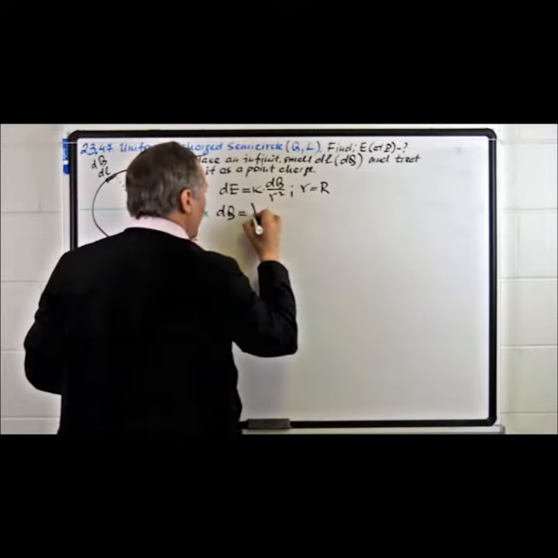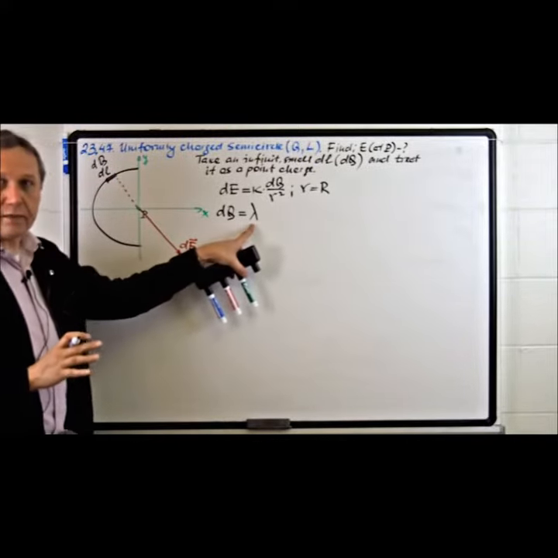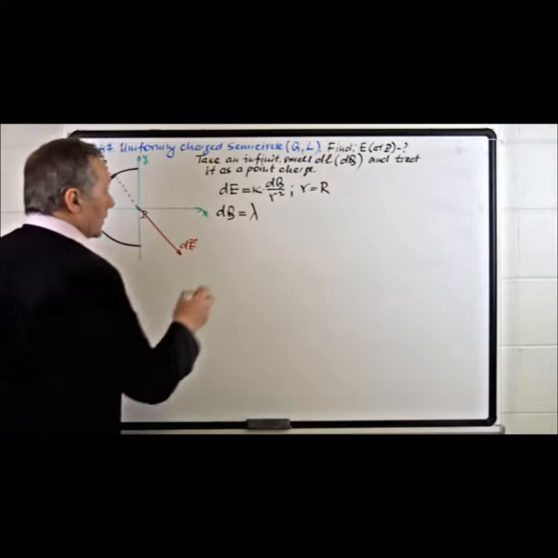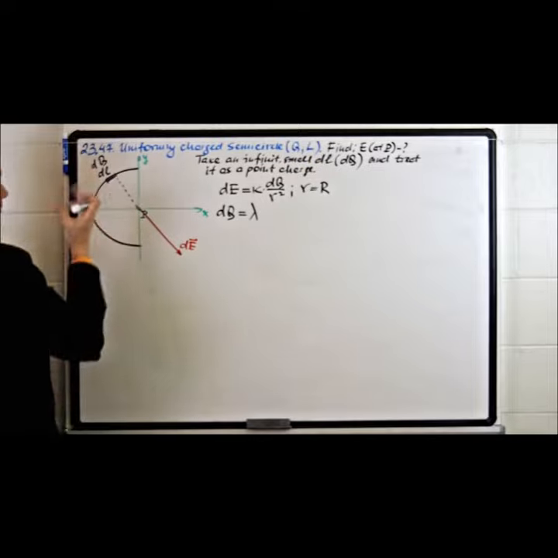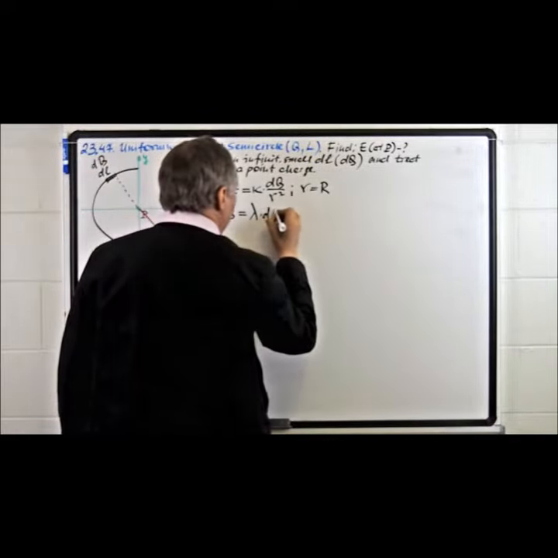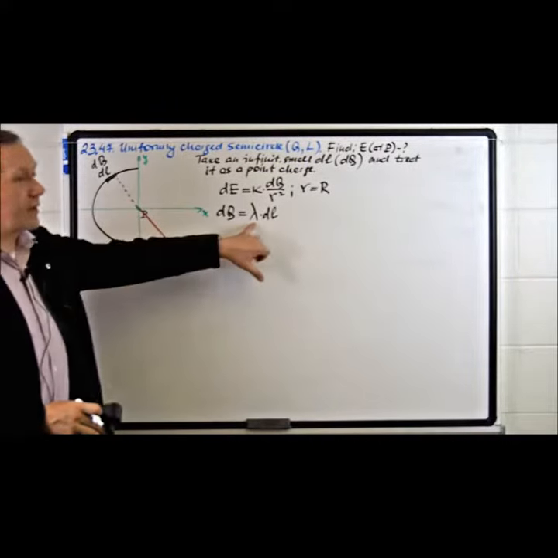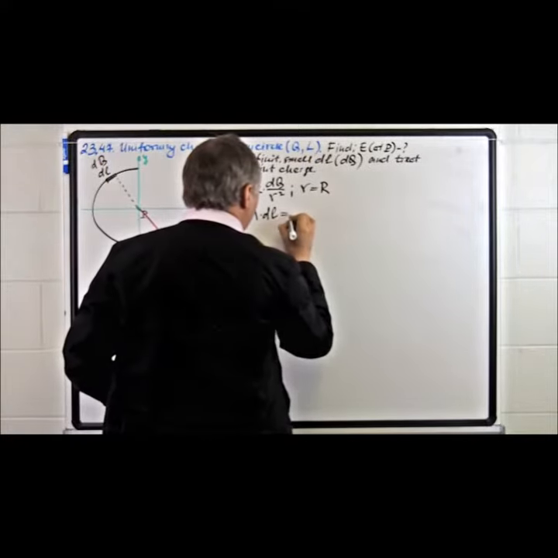So let's assume that I know the linear charge density, lambda. It's the amount of charge per unit length. So in order to find dq, we need to take this lambda and multiply it by the length of this section. So lambda times dl. But of course, lambda right now is not given, so we need to find lambda. But it's very simple.